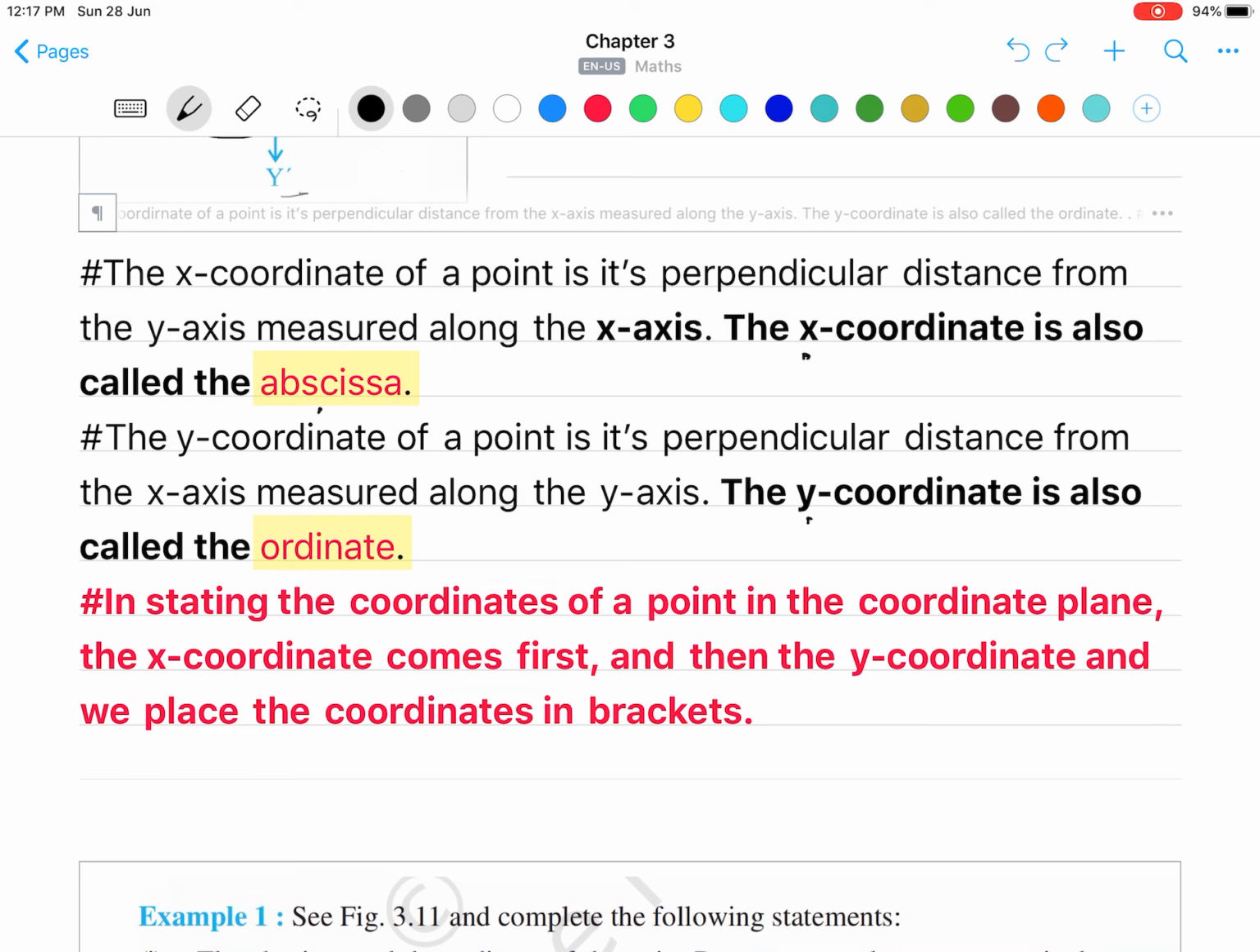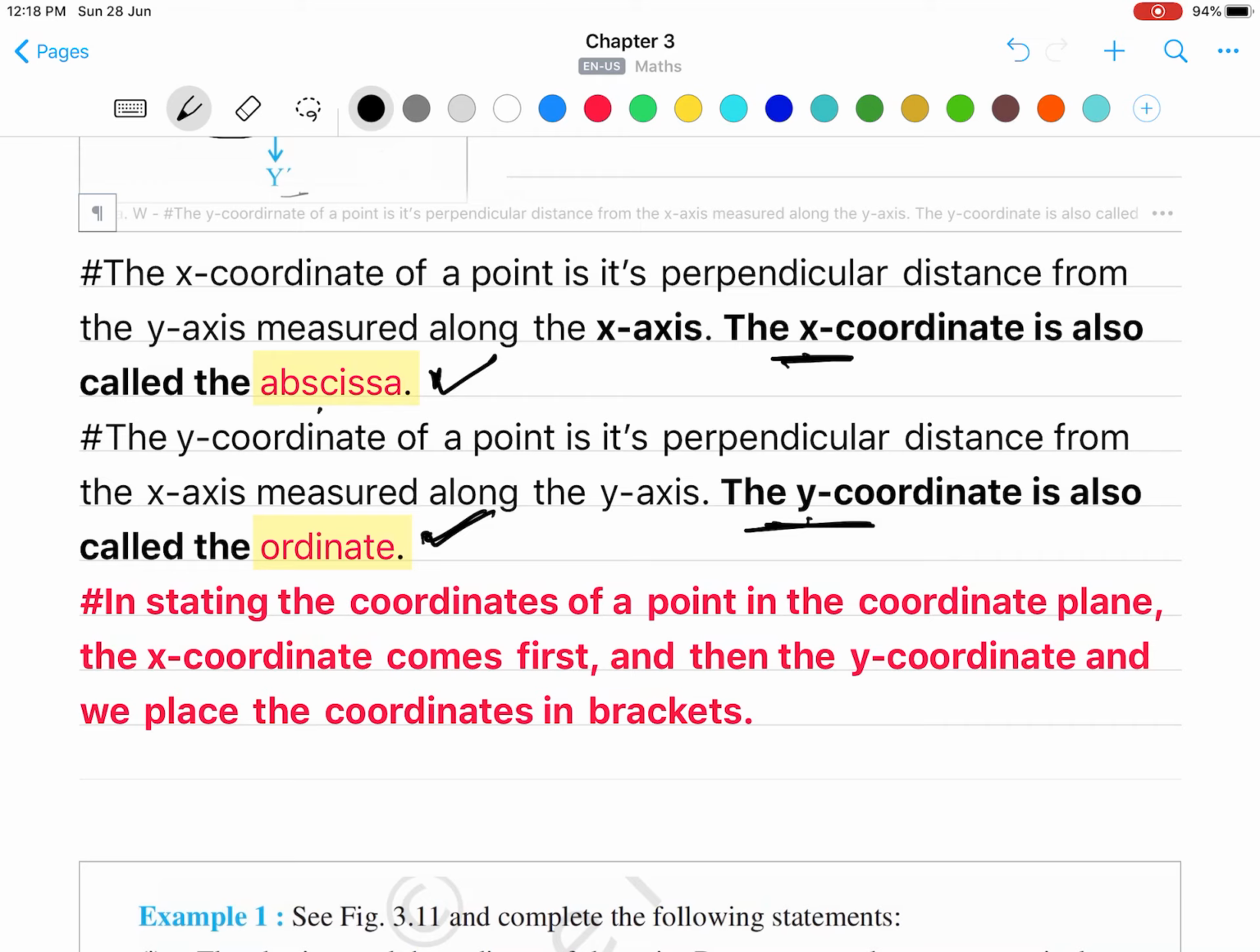In stating the coordinate of a point in the coordinate plane, the x coordinate comes first and then the y coordinate. So whenever you state a coordinate, you always first say the x coordinate, then the y coordinate. That means you always mention the abscissa first, then the ordinate. Always the x coordinate comes first while stating a coordinate, then comes the y coordinate.